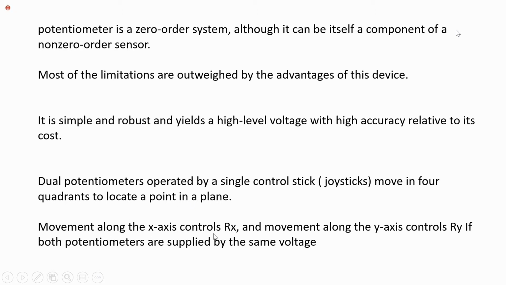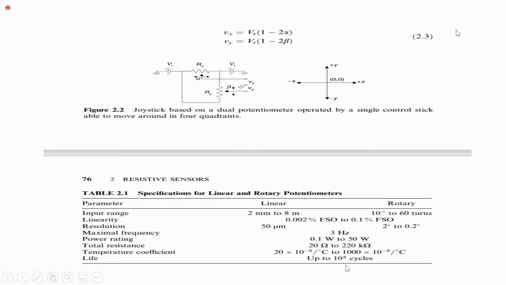Movement along the x-axis controls Rx and movement along the y-axis controls Ry if both potentiometers are supplied by the same voltage. So here you can see both resistors are supplied with the voltage VR. This is called a joystick based on a dual potentiometer operated by a single control stick.